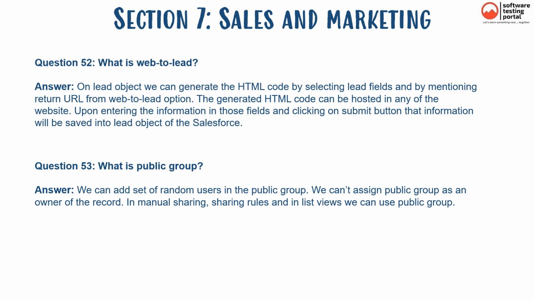Question 53. What is a public group? We can add a set of random users in the public group. We can't assign public group as an owner of the record. In manual sharing rules and in list views we can use public group.